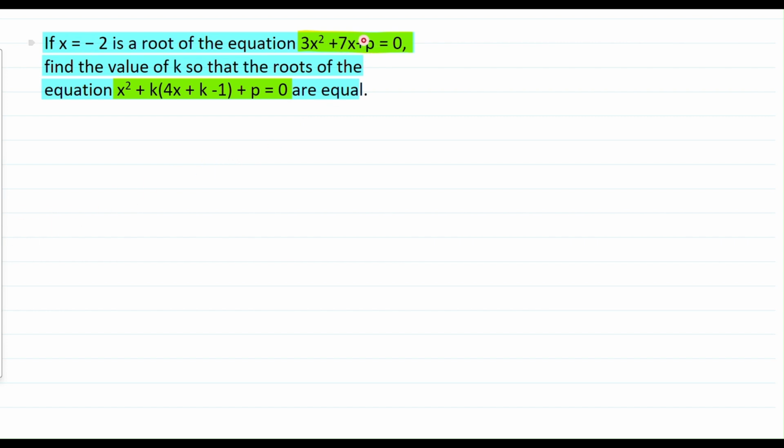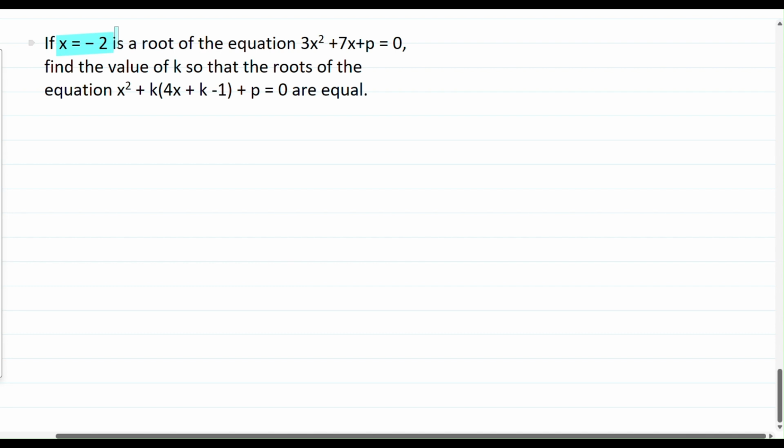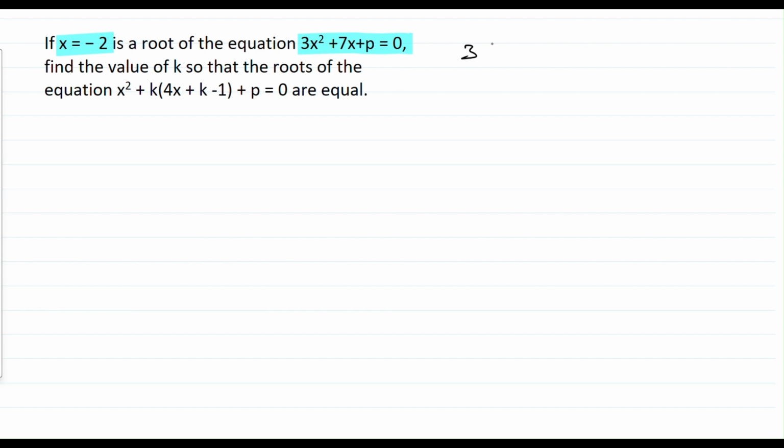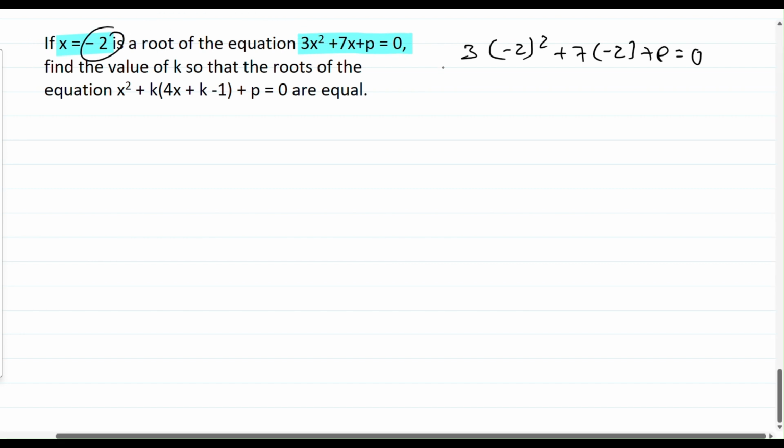Now, the first thing that we will do here is to obtain the value of p, because once we have the value of p, we can plug in the value of p over here to get the value of k. Since -2 is the root of this equation, we can obtain the value of p by replacing x with -2. So this is 3 times (-2) whole square plus 7 times -2 plus p, which should be equal to 0. Why? Because -2 is the root of this equation.